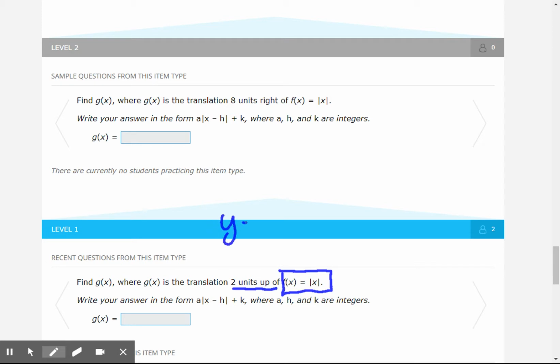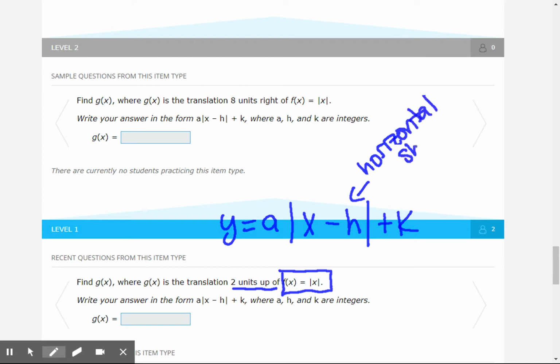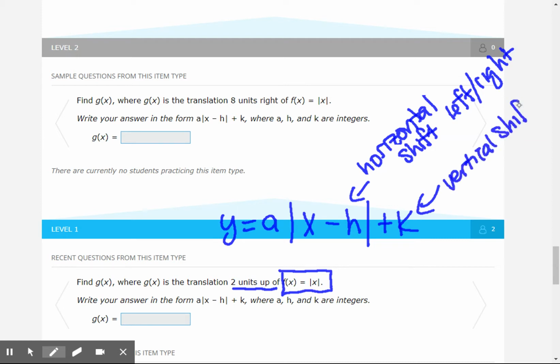So in my other video, we talk about the formula or the form of an absolute value function. So if I take my parent function, we have several different types of translations. H represents the horizontal shift, which means we are going left or right. The K represents the vertical shift, going up or down from the parent function or the origin.